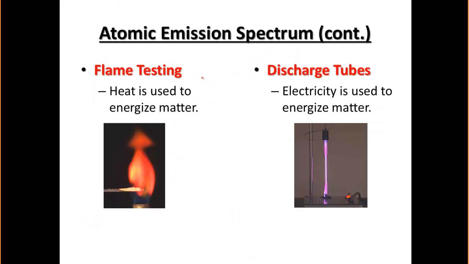Now, what we're going to look at in lab are different ways to excite matter. We have the flame test, where heat is used to energize matter. Then we have what are called discharge tubes, where electricity is used to energize matter. As that matter gets excited, you're adding energy, the electrons are going to move up, and then they're going to come back down and release energy.